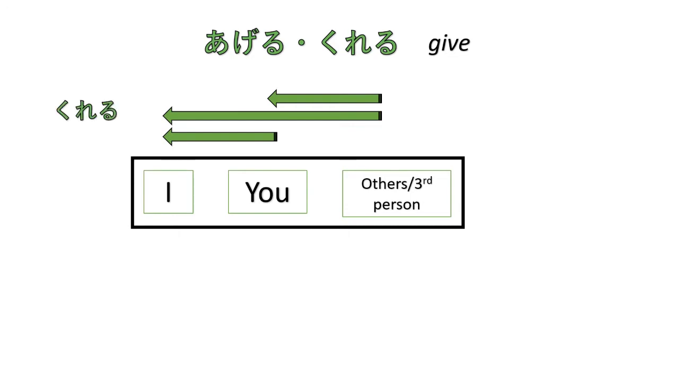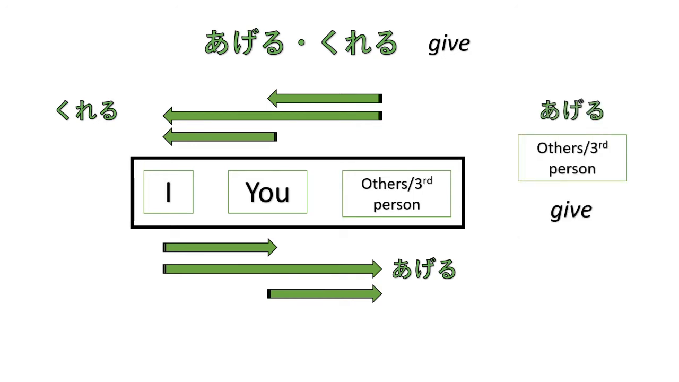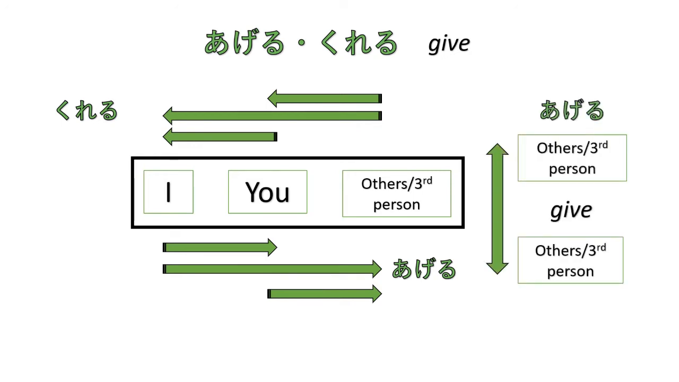Otherwise, when a thing or the transaction moves away from I and you, moves away from the left side, I to you, I to others, you to others, the verb that we use is ageru. And if we are talking about giving by a third person to another third person, we still use the verb ageru.